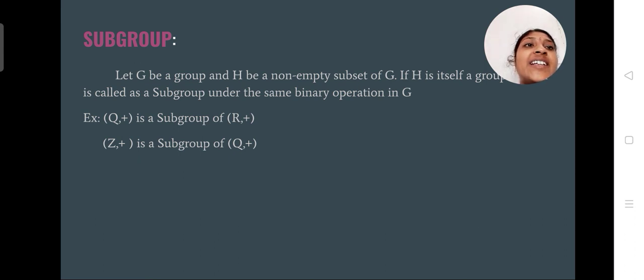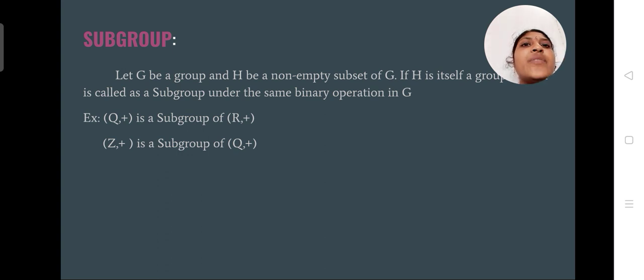And the binary operation is, if star is a binary operation in G, then H is also a subgroup of group G under the binary operation star. That means in group G, if we take any binary operation, then H is a subgroup of group G under the same binary operation in G.